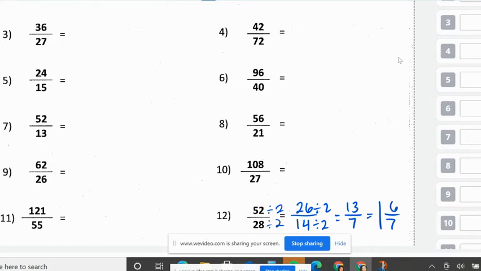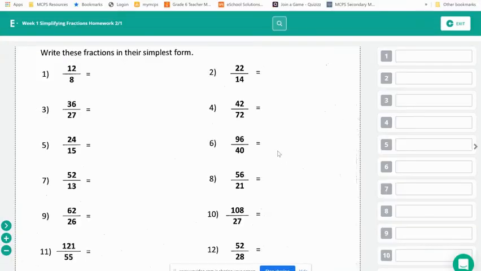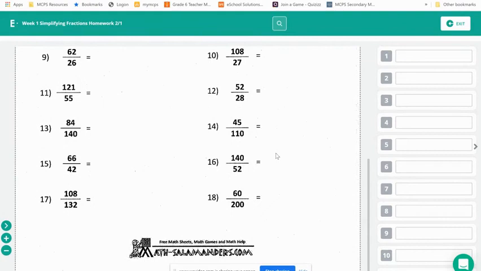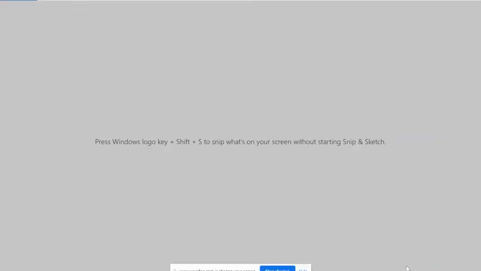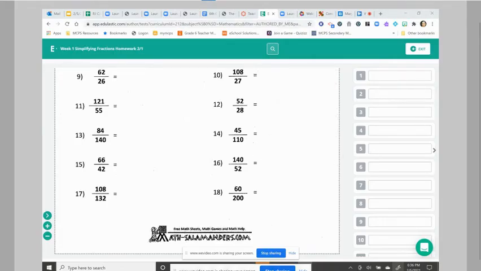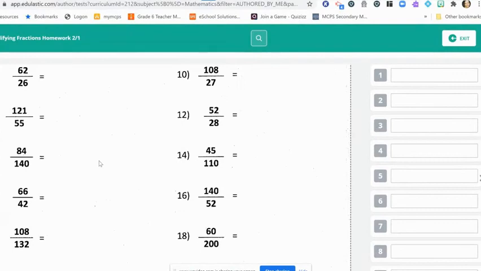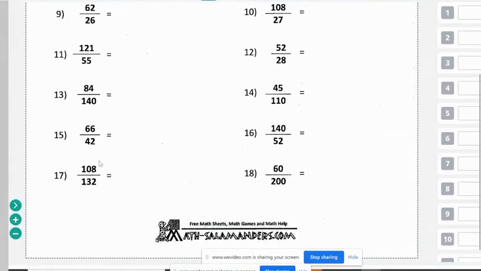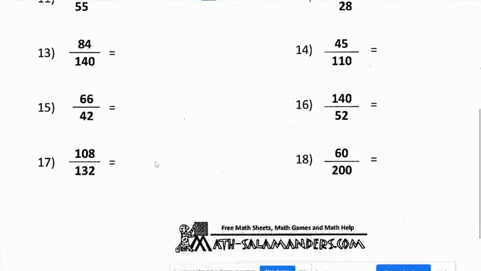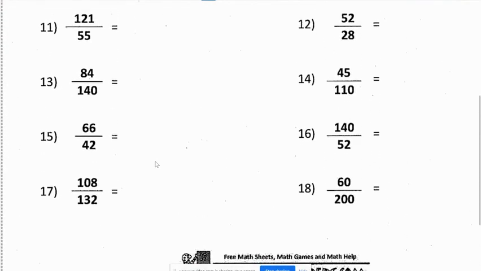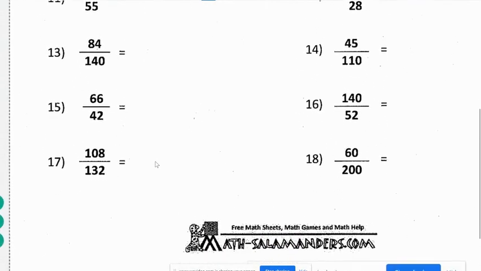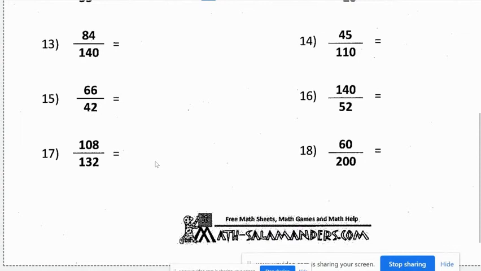Okay, there was that one. And that wasn't all, so I apologize. Let me take a picture of that real quick. And let's continue. All right. So we did 11, we did 12. Let's do 13 through 18 now.